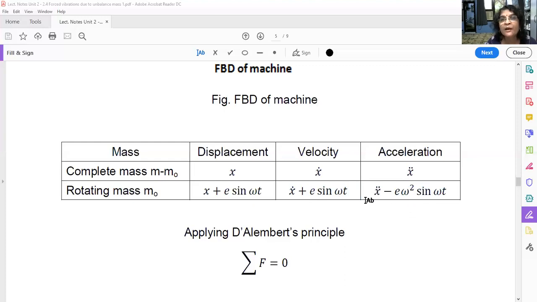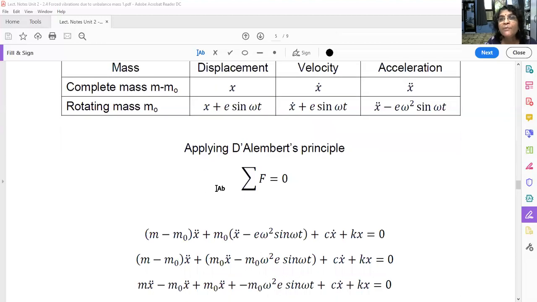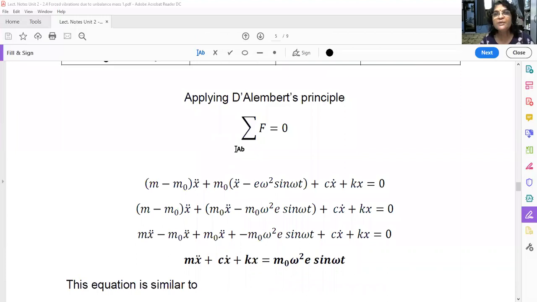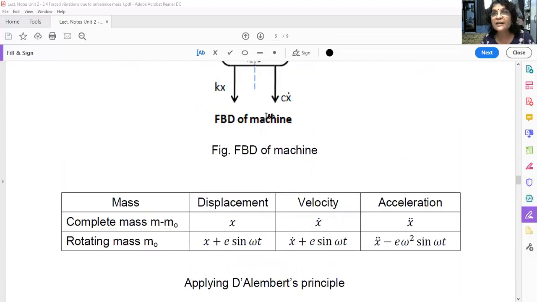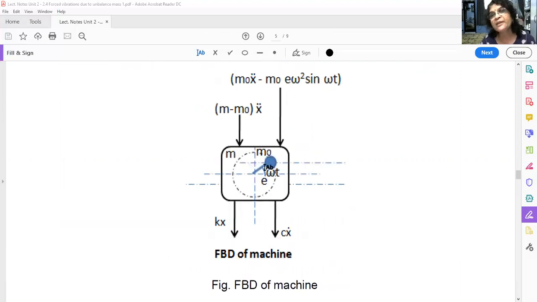Then applying D'Alembert's principle. What is D'Alembert's principle? Summation of all the forces is equal to 0. So there are 4 forces acting. Assuming which direction is positive, all the forces are acting downward, because here we are applying D'Alembert's principle. So we have to show the inertia forces in the opposite direction of motion of that mass. As the complete mass is moving up, the inertia force acts in the opposite direction, that is downward.